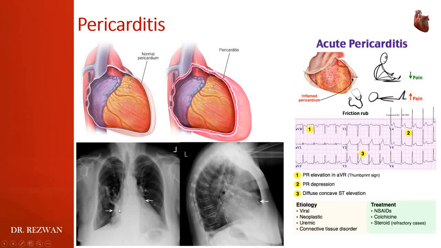Even in the X-ray we can see the outline of the pericardium, the white color line we can see over here, a faint white color line. That means the pericardium is too much thick and even calcified.